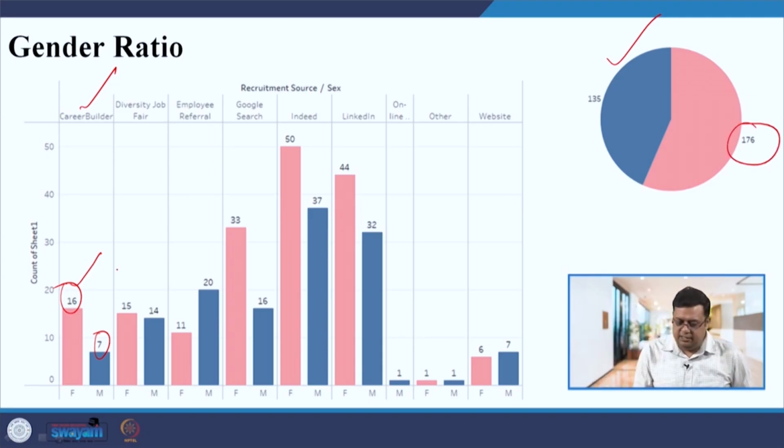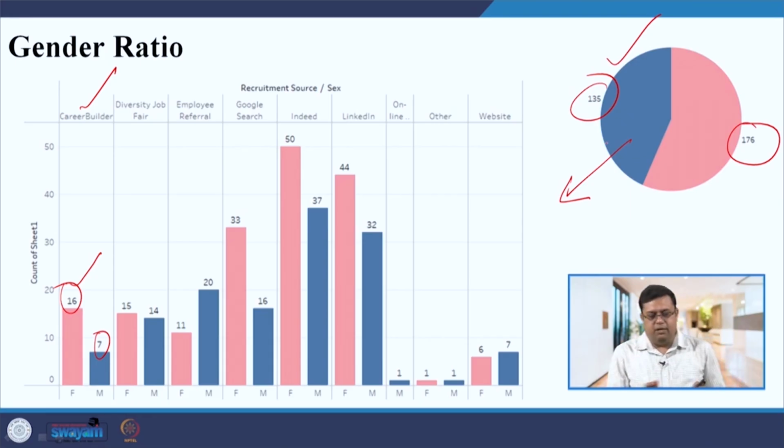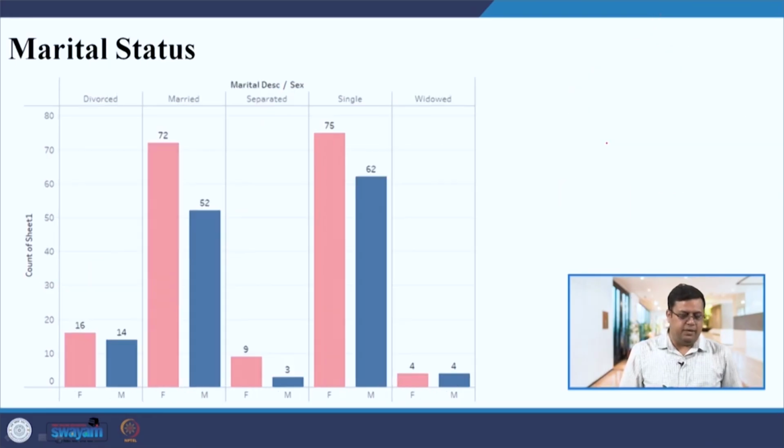So, if you add all these bar graphs you will get 176, and in the case of this blue color you will get 135, that is the male. So, male and female wise and source wise also you can present in this way. Marital status, so how many are married and how many are divorced, separated, single, widow. Based on their marital status you can present in this way.